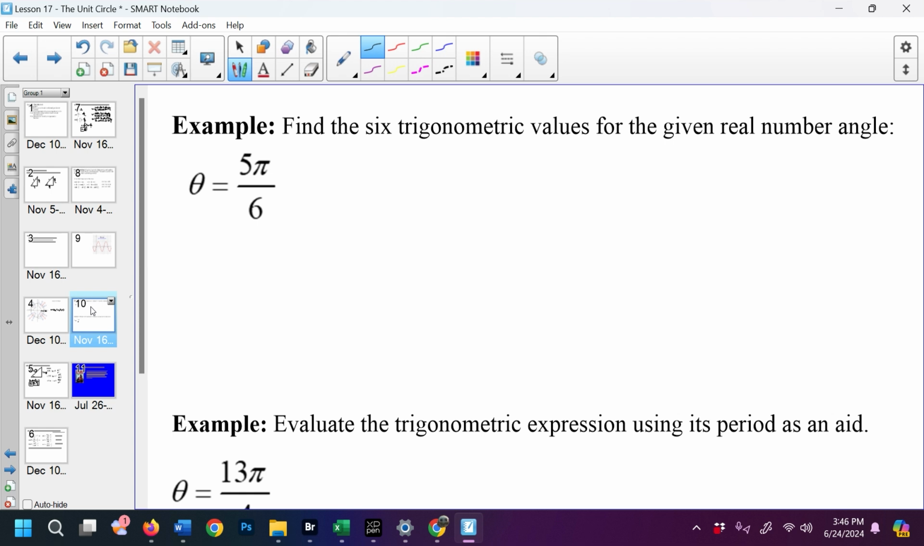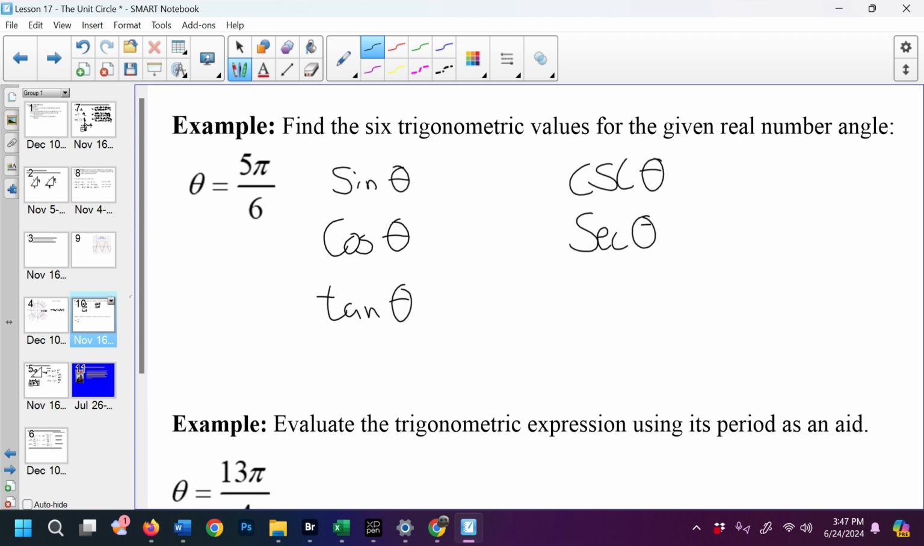All right, last example. It says find the 6 trigonometric values for the given real number angle. So if this is theta, I can say that I need to find the sine of theta, the cosine of theta, the tangent of theta, the cosecant of theta, the secant of theta, and the cotangent of theta.